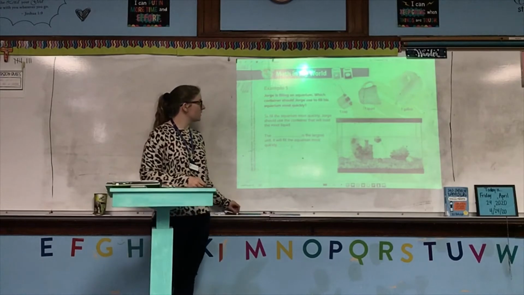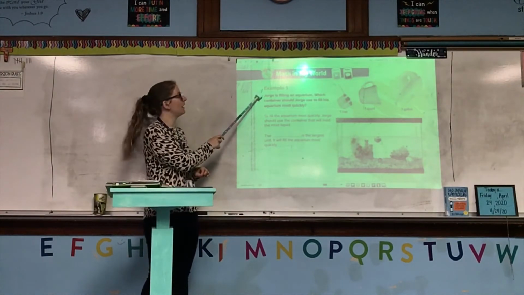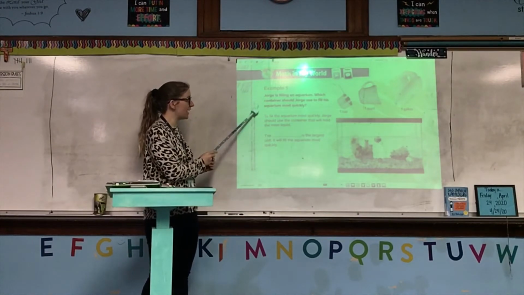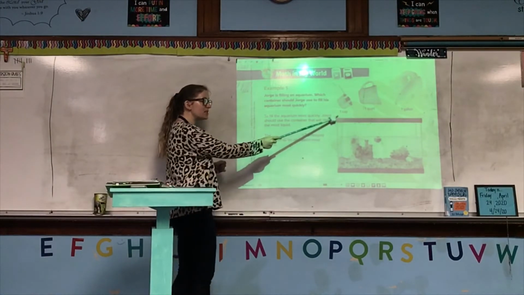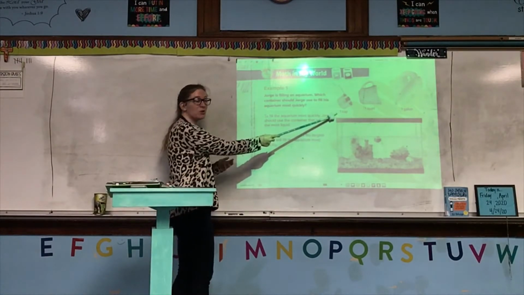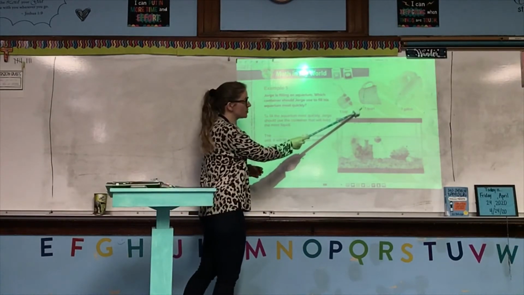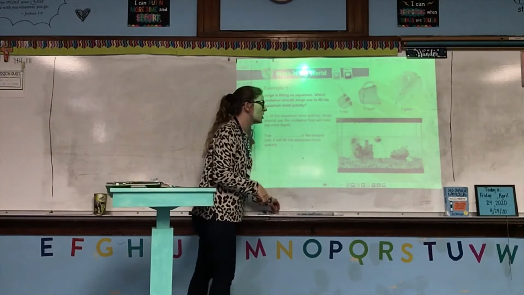Okay, so everybody finger a pencil on example 1 and read in your head while I read out loud. Jorge is filling an aquarium. Which container should Jorge use to fill his aquarium most quickly? So is he going to use a measuring cup that holds 1 cup of water? A larger measuring bowl that measures 1 quart? Or does he want to use a big 1-gallon jug?